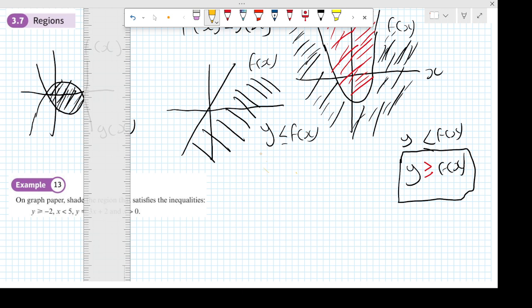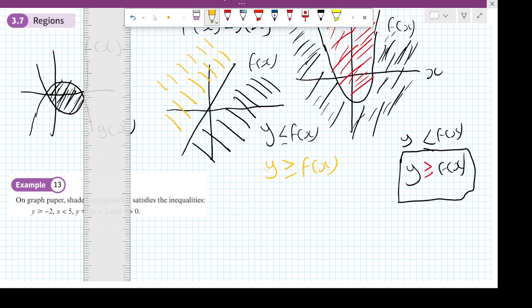Anyway, what if instead we want y to be greater than or equal to f of x? So in this case, it's saying we want the values of the part of the graph above f of x, so above the line. That's going to be here. Okay, so the top half of the line. And so yeah, those are the regions we're interested in.